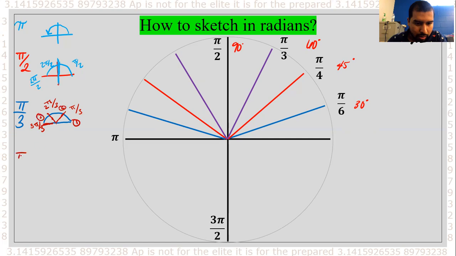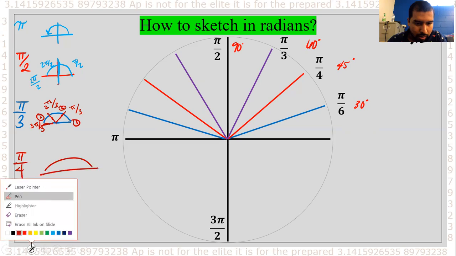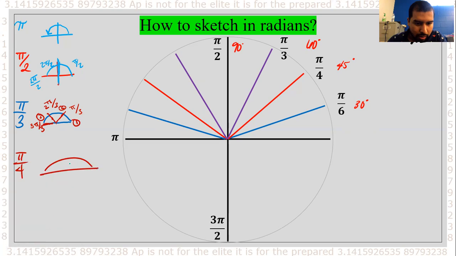Okay, let's try it with pi over 4. I'm going to look at the top side of my circle, which is just pi, 180. And I'm going to split this into 4 equal sections: 1 slice, 2 slices, 3 slices, and 4 slices, where each slice is pi over 4. So pretty much the top side is what you are dividing, and the denominator will tell you how many equal slices you will need.